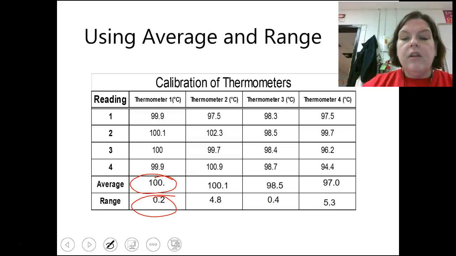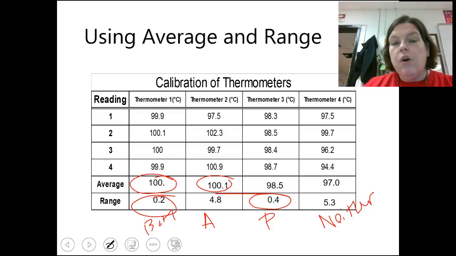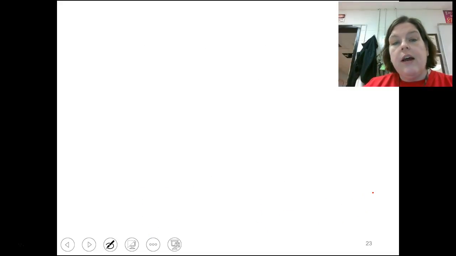We see that we have another one that was pretty accurate. This one was pretty accurate, but it was not precise. This one was precise, but it was not accurate. And this one was neither. So this is both. This is just accurate. This is just precise, and this is neither. Okay? So you can see how that works when we use average and range to figure that out.